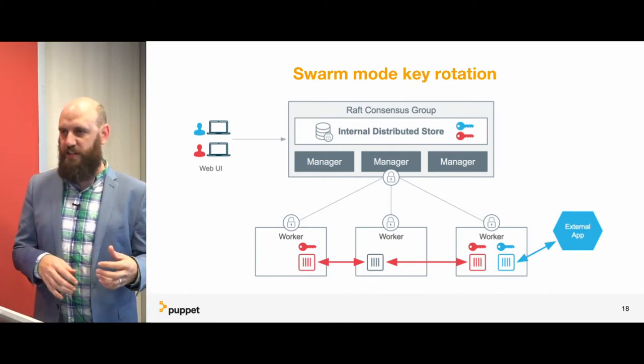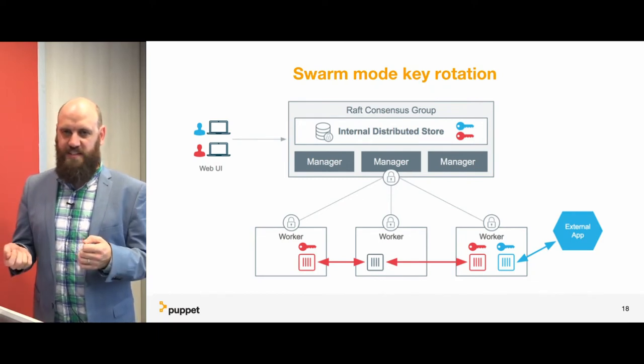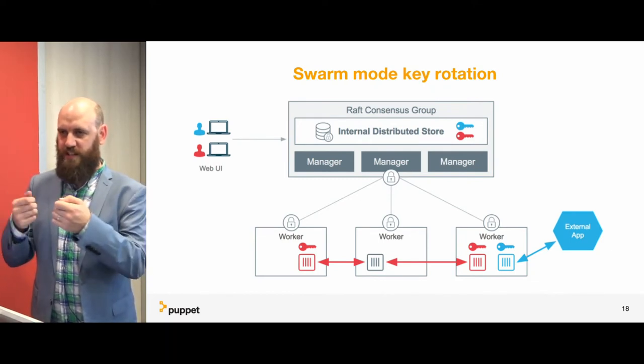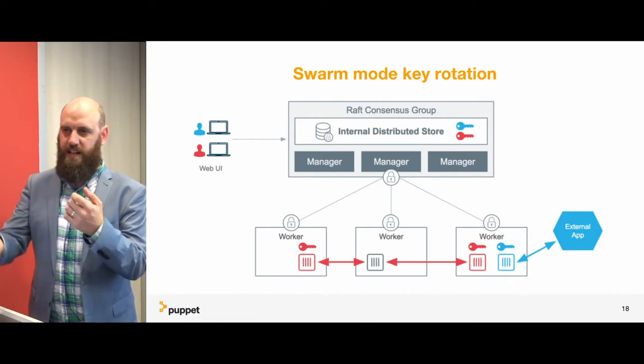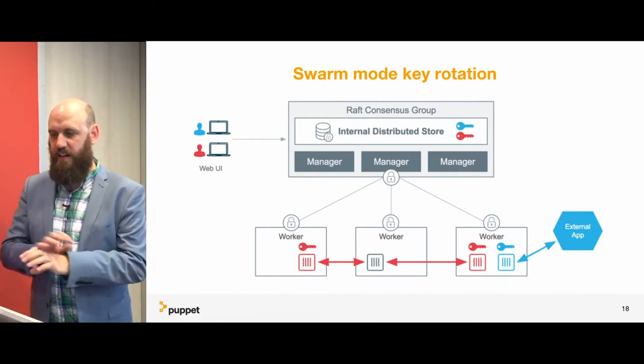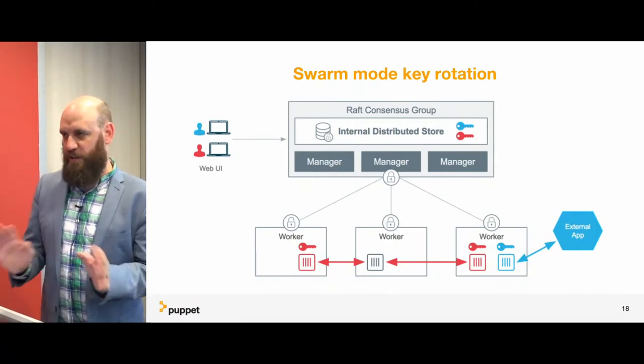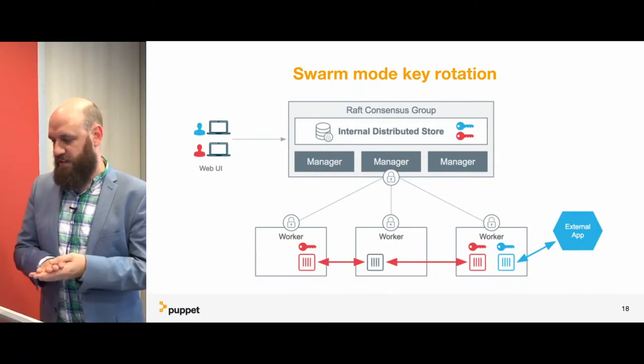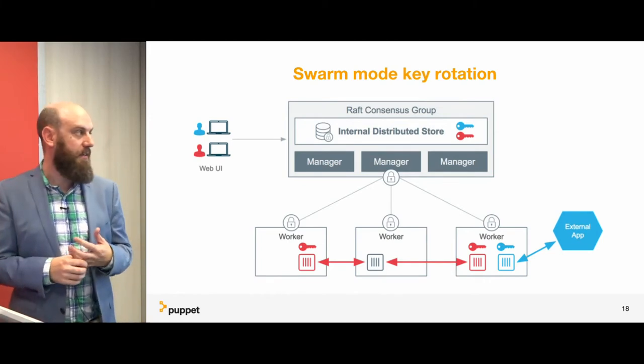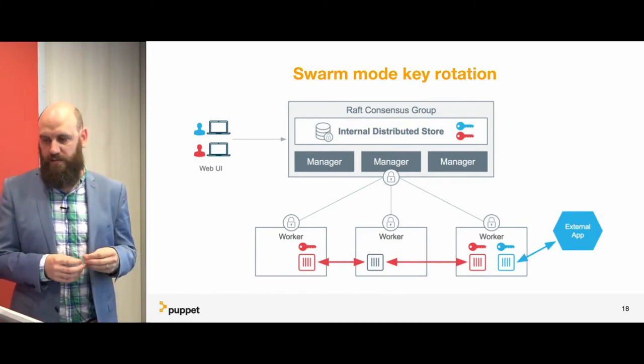You can rotate the keys on the fly. How the key rotation's done, how it creates two CAs, puts a trust between both, gets a key off each and then removes the other one. There's a whole mechanism that's gone into this that is super, super cool, and you could do a whole talk on it by itself. You should check this out because it is something that Docker has worked on that I think is really understated.